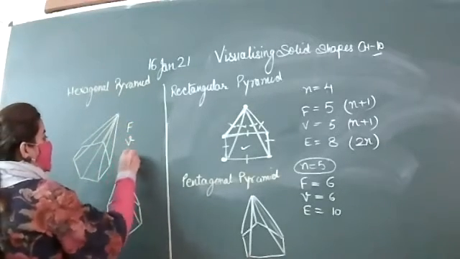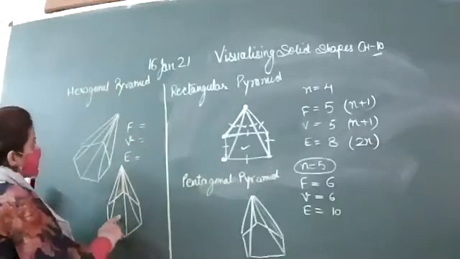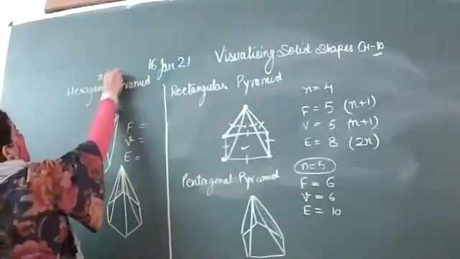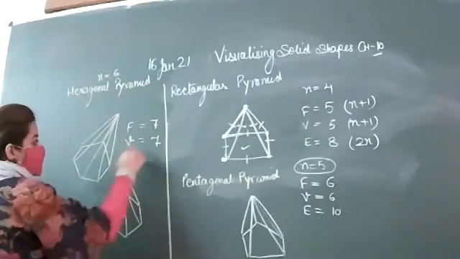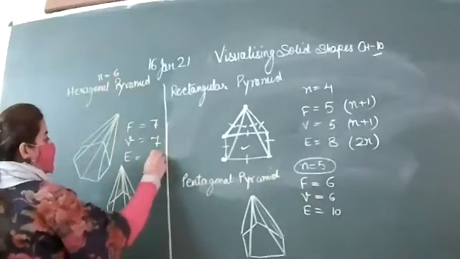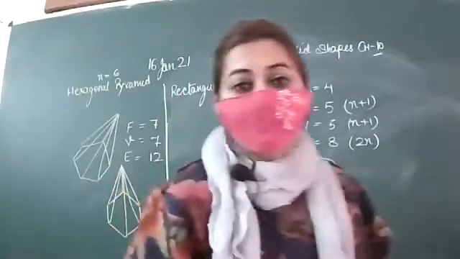Write the faces, vertices, and edges. Faces are always one more than this. Hexagon is having 6 sides, so 6 plus 1 is 7. Vertices 7, and edges are, you can count the lines, that is double of this, that is 12. We have used the formulas n plus 1, and 2n.